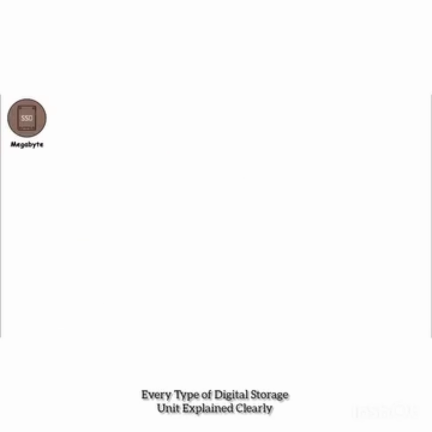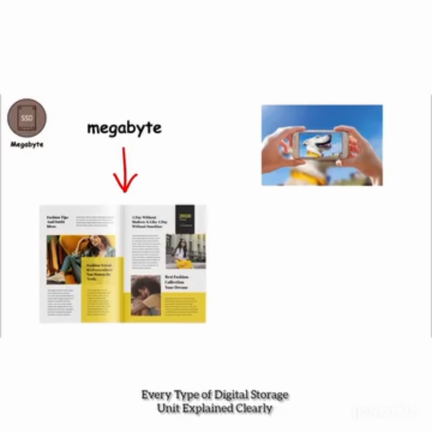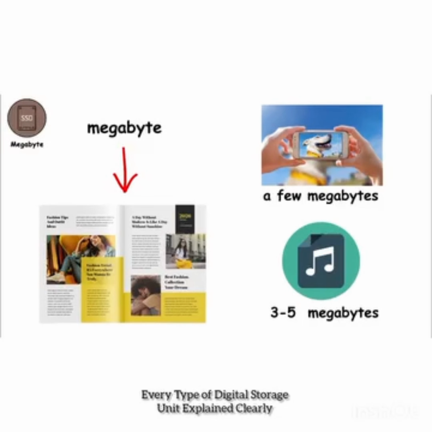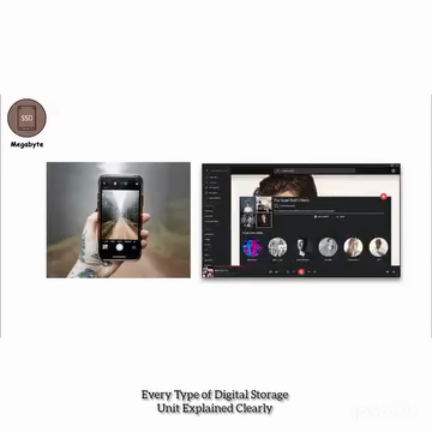To picture it more clearly, imagine a megabyte as a thin magazine page instead of a sticky note. A single high-quality photo taken on a smartphone often takes up a few megabytes. An MP3 song might be around 3 to 5 megabytes, and a short PDF document with images can easily reach several megabytes. At this level, data becomes something you can see, hear, and interact with in a meaningful way.